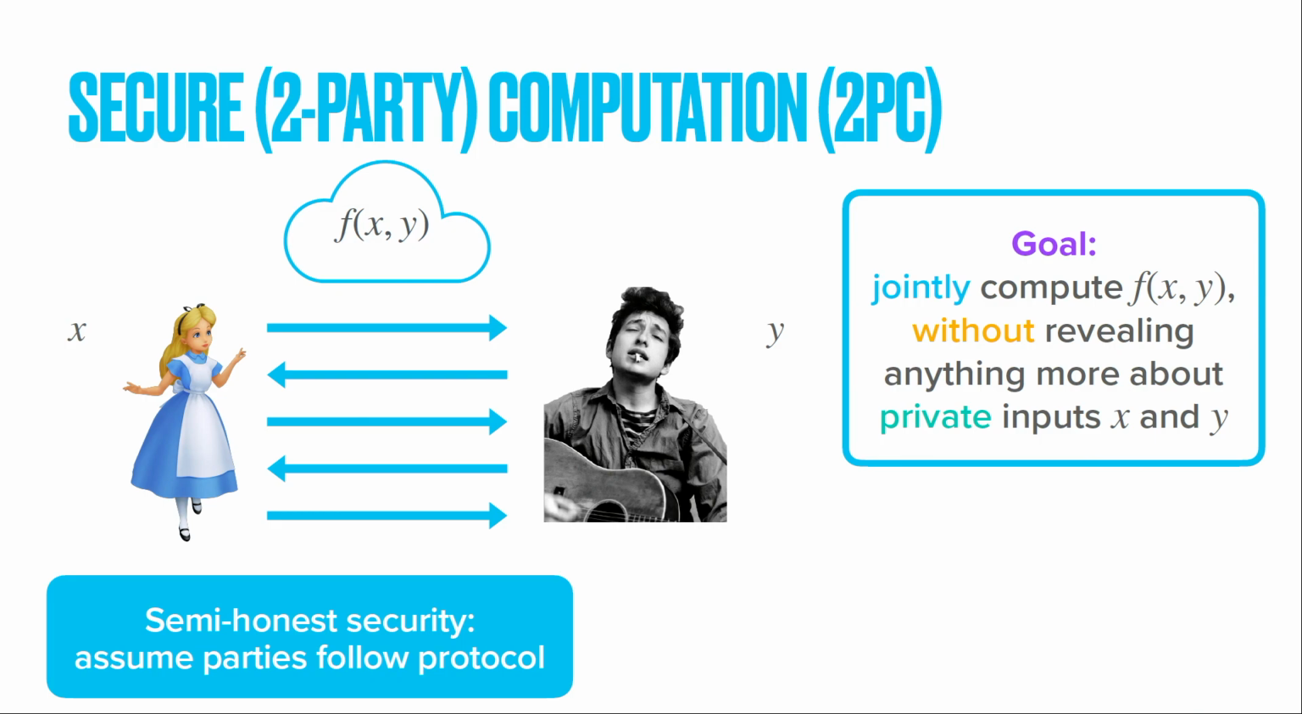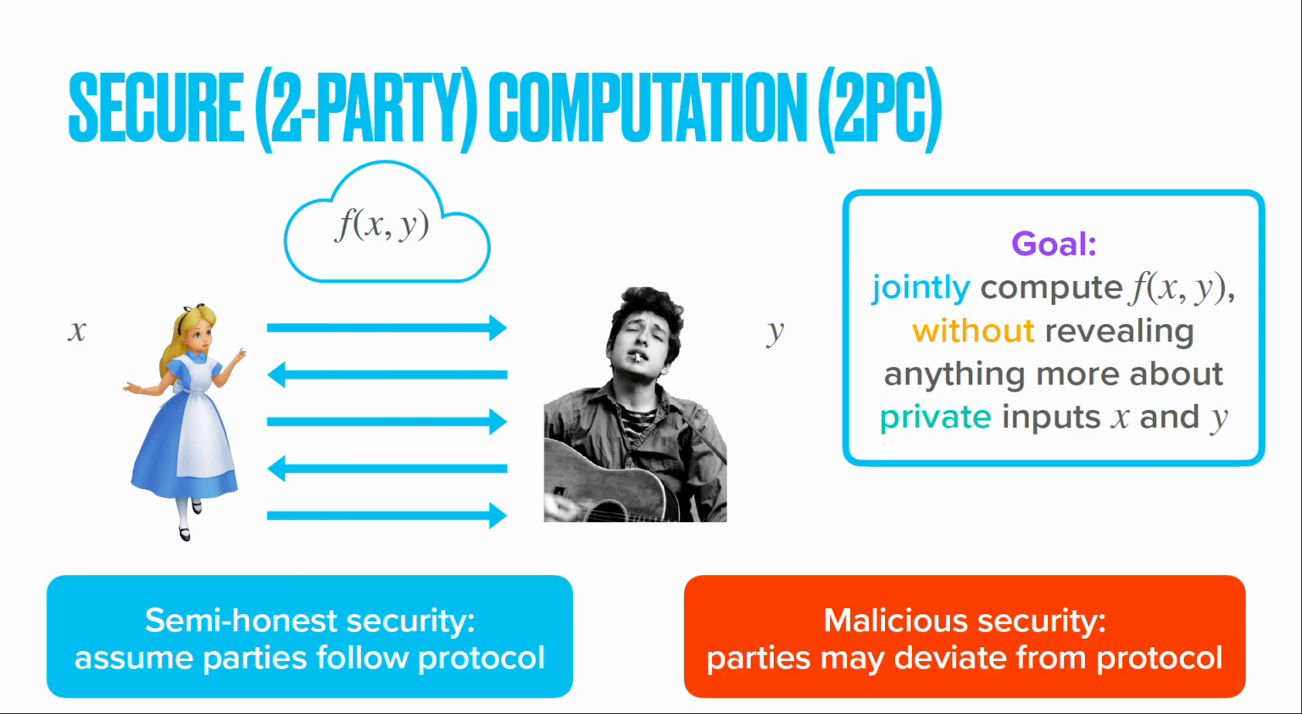Okay, and for semi-honest security, this is sort of a nicer model where we assume the parties follow the protocol, but we can also consider a more annoying model of malicious security where the parties might deviate from the protocol. So maybe in one step, Alice is supposed to send a random bit, but she wants to learn as much as she can about Bob's input, so she'll always send 1 just to try to infer as much as she can.